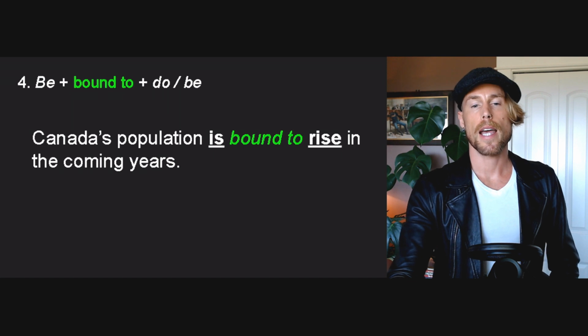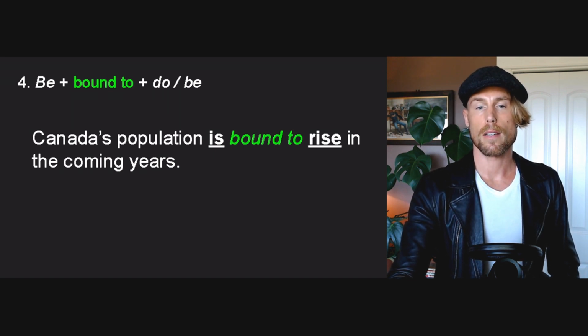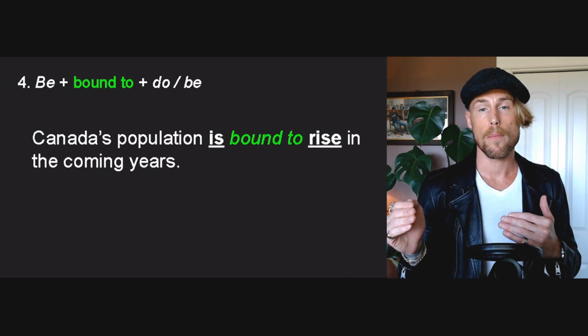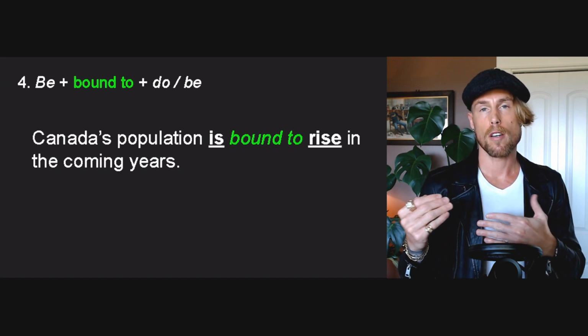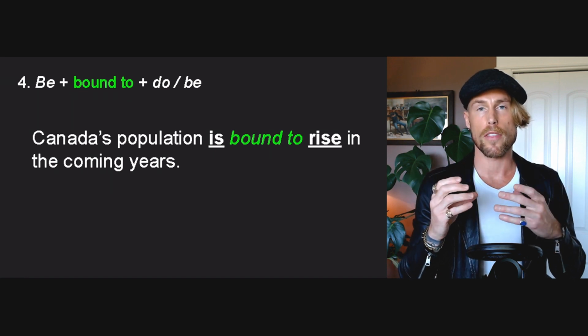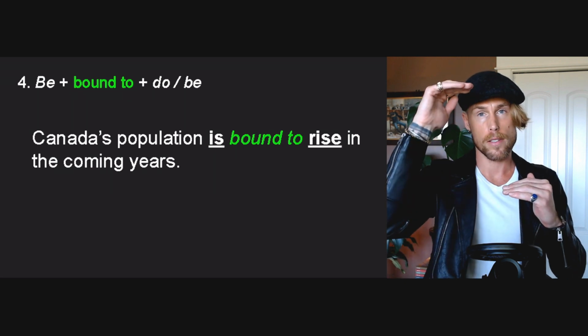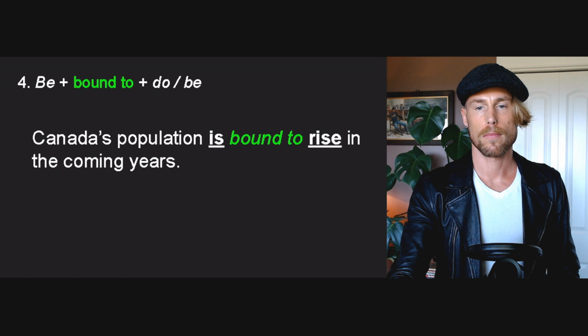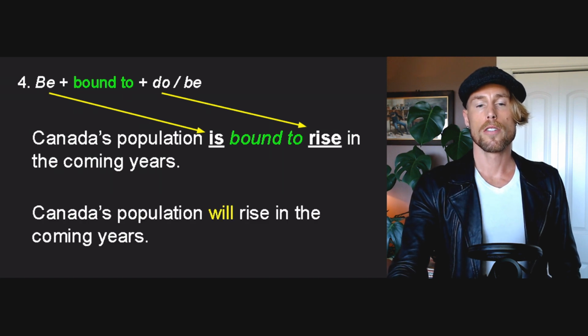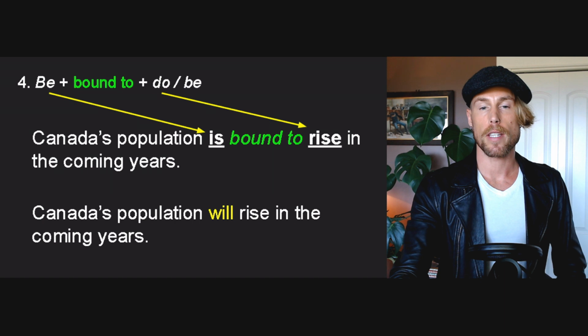Another example, Canada's population is bound to rise in the coming years. Okay, so in this example, I didn't use bound to be, I used bound to do, but I didn't use do, a general action verb. I replaced it with a specific action verb, rise. And of course, there is our be verb, and there is our do verb, an action verb. So what do you think? Canada's population will rise in the coming years? Is it the same? Yes, it is the same.